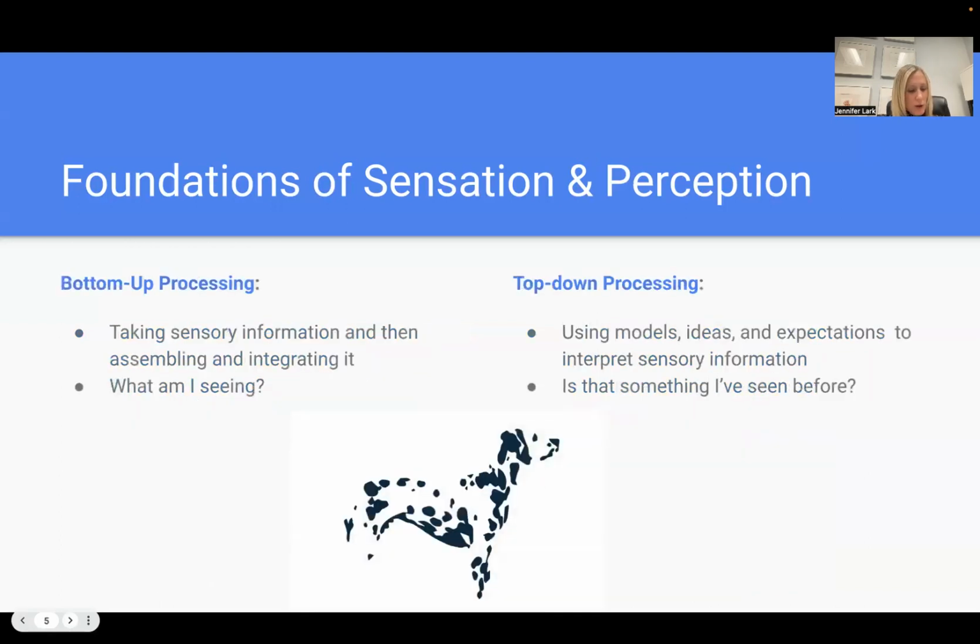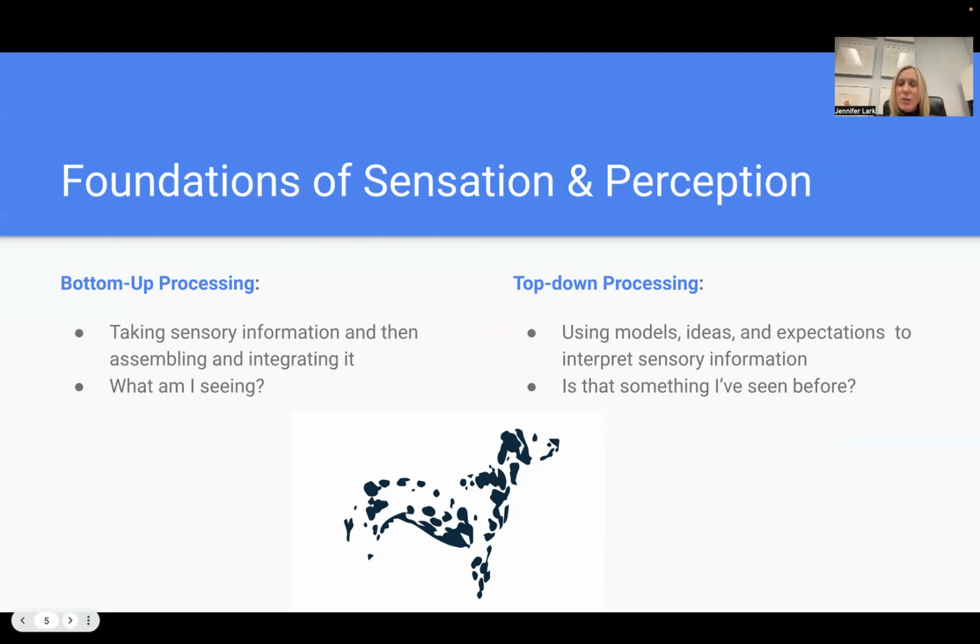A couple other terms for us to look at: bottom-up processing versus top-down processing. We've talked about how sensory information comes at the brain via our nervous system, and then how do we make meaning out of that? There are 2 processes that are happening simultaneously in our brain, and we want to be able to distinguish between these 2 different types of processing.